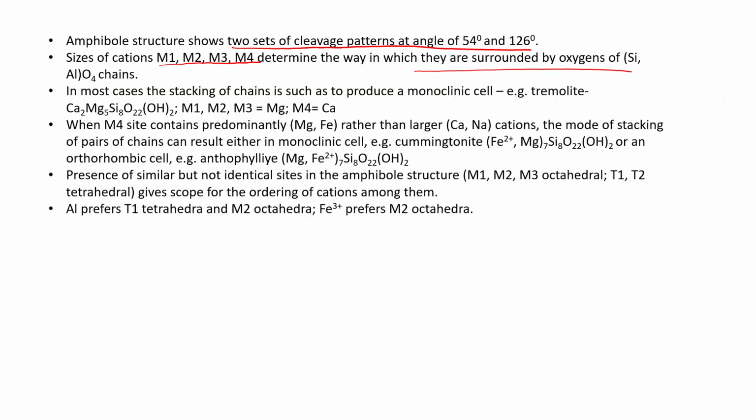The amphibole structure shows two sets of cleavage patterns at an angle of 54 and 126 degrees. The size of cations determines the way they are surrounded by oxygens of SiO4, AlO4 chains, and then in most cases the stacking of chains produces a monoclinic cell. Example is tremolite.